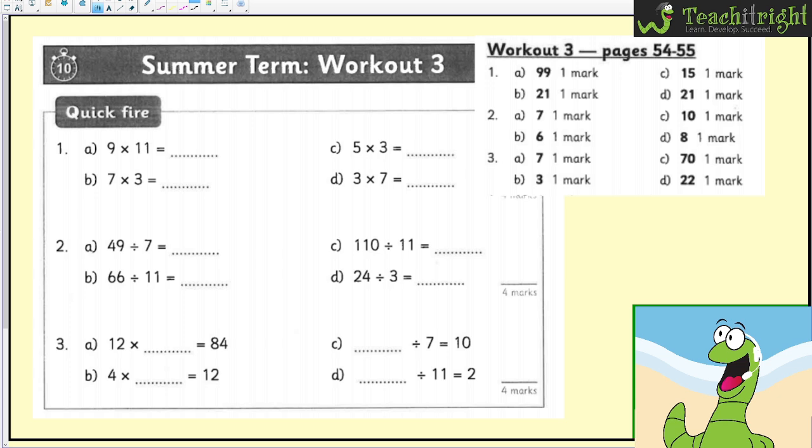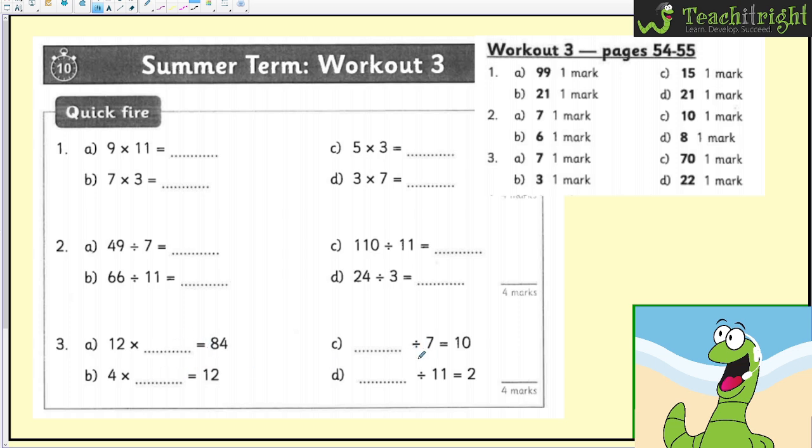Right, on to the next page. Again, we're going to whiz through these really fast. So we've got 99, 21, 15 and 21. Then we're doing division here, watch out for that. So 47 divided by 7 is 7. We've got 6. We've got 10. We've got 8. And then we've got to, again, think, I've said 12 times what is 84? Well, times 7 times by 3.